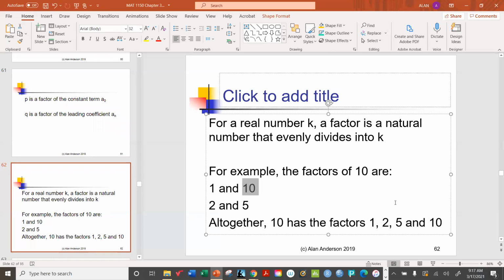If I try to divide any of them into 10, I will get an integer with no remainder. And therefore, 1, 2, 5, and 10 are defined as the factors of 10. So that's what this is all about.